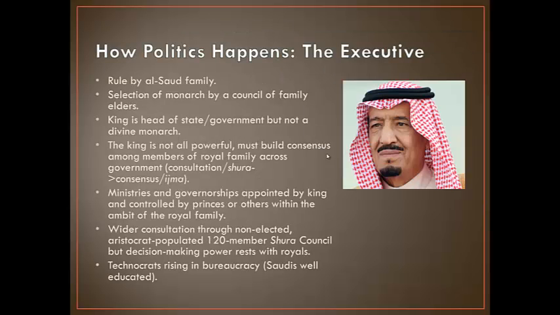Now, what does a monarchy look like if you actually get down to the nuts and bolts? This picture is the new King Salman, who's taken over, and Saudi Arabia is ruled by the Al Saud family, the monarch and the family elders. The king is both the head of the state and the government, but there is no notion that he's divinely put in place. The king is not all-powerful. He has to consult, particularly with these other powerful members of the royal family.